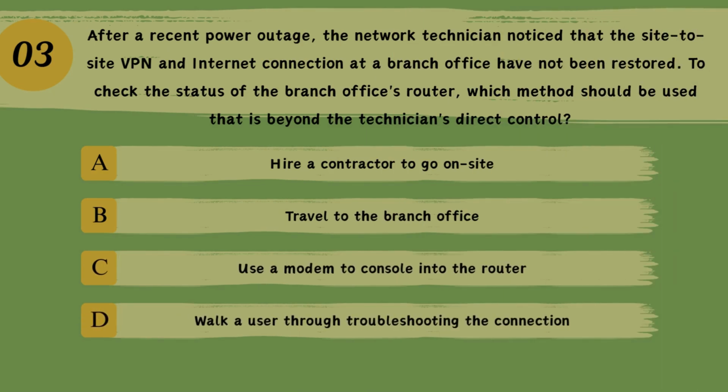Question 3. After a recent power outage, the network technician noticed that the site-to-site VPN and Internet connection at a branch office have not been restored. To check the status of the branch office's router, which method should be used that is beyond the technician's direct control? A. Hire a contractor to go on-site. B. Travel to the branch office. C. Use a modem to console into the router. D. Walk a user through troubleshooting the connection.